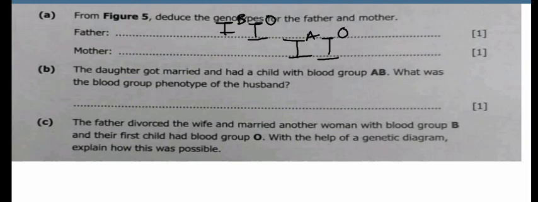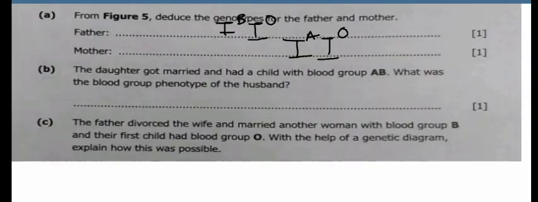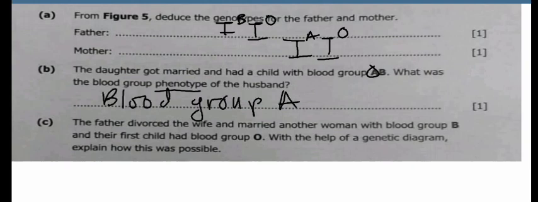So the daughter got married and had a child with blood group AB. With blood group AB. What was the blood group phenotype of the husband? So the daughter here is having blood group what? B. Blood B is coming from the mother. Then A is going to come from what? From the father. So in talk of phenotype, here we just use the words, meaning this A is coming from the father. So we are going to say blood group A.